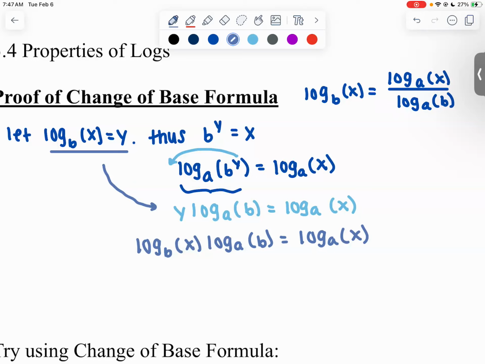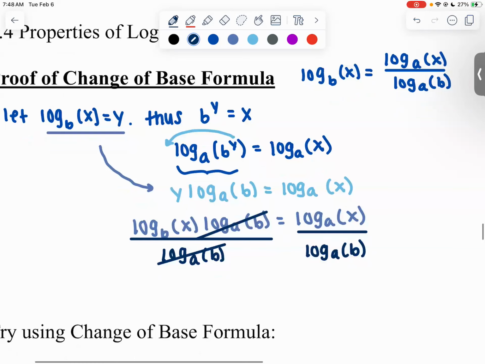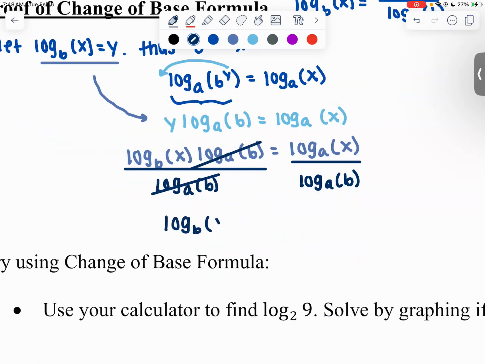In this case, we want to get our log base b of x by itself. To do that, we divide both sides by log base a of b. The log base a of b terms on the left-hand side cancel out, and I am simply left with log base b of x equal to log base a of x over log base a of b. And that is my proof.